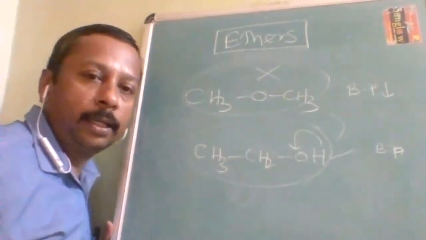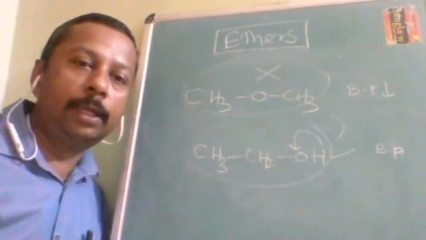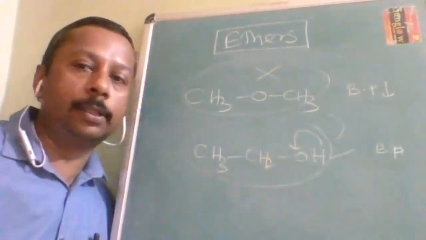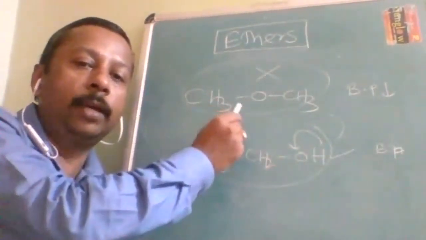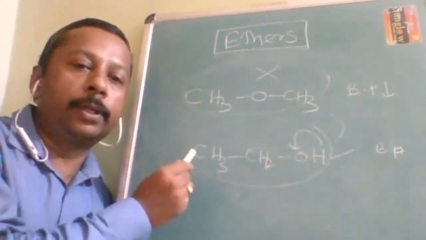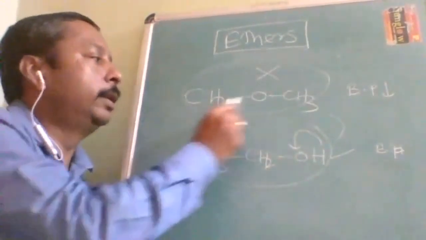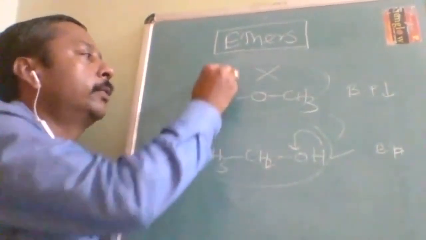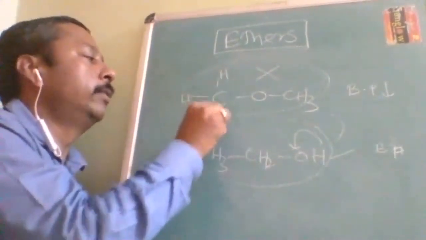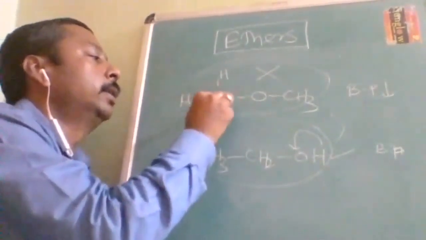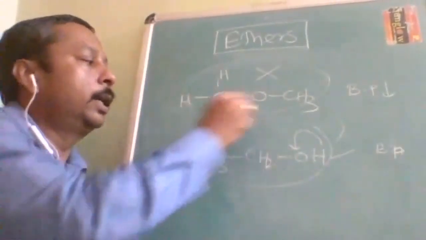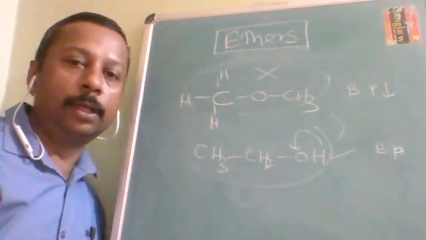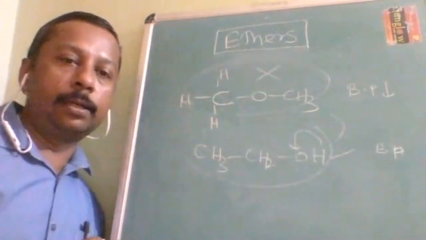The reason is that alcohols possess intermolecular hydrogen bonding due to the presence of hydrogen directly connected to oxygen. In ethers, there is no hydrogen directly connected to oxygen. Some basic students may ask, sir, here three hydrogens are connected. But they are not directly connected to oxygen. Their actual structure will be like this. We write CH3, but the hydrogens are connected with carbon. Understood? So no hydrogen is directly connected to oxygen.